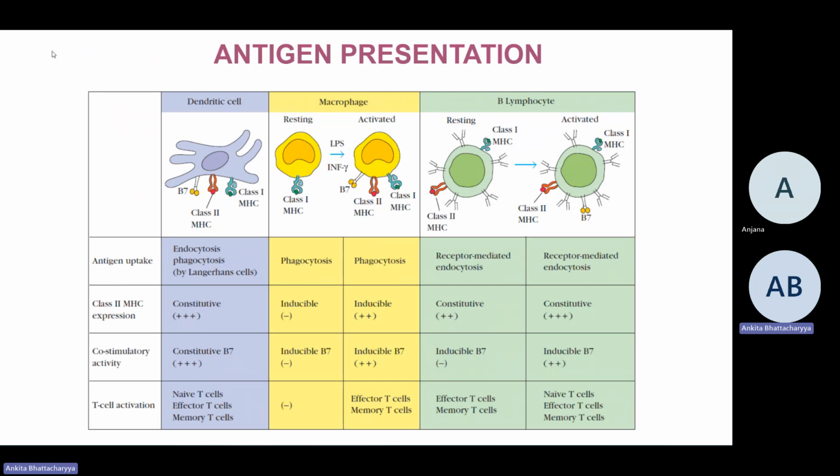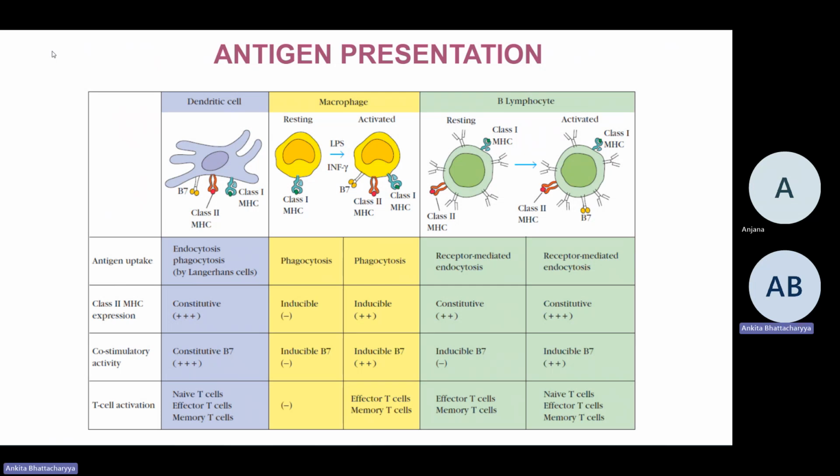For macrophages, you are able to see two different states: either a resting macrophage or an activated macrophage. If it is resting, it only expresses class 1 MHC on its surface. However, once it has been activated, with the help of LPS and interferon gamma, which are stimulatory molecules, it also expresses class 2 MHC, and also B7 on the surface of activated macrophages. We will learn more about them and how they are relevant towards their activation eventually, along with cytokines.